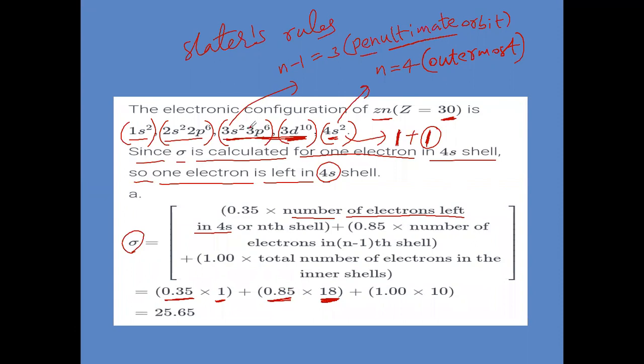Now, other than this, what is this 2 here? n minus 2 or n minus 1? n minus 2. The second orbit: if n is 4, what is n minus 2? 2. The n minus 2 orbit is called the anti-penultimate. What is the name of this? Anti-penultimate.